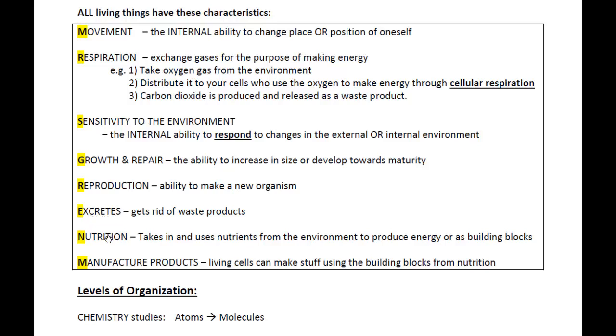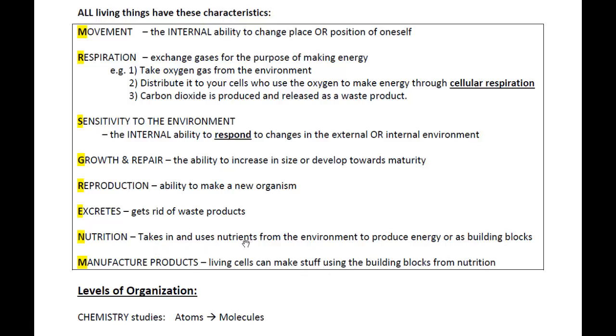Then, of course, I already mentioned this. You're going to have nutrition needs because these things up above here are going to take energy. So you're going to take in and use nutrients from the environment to help you produce that energy, or to use that nutrition as building blocks because you have to build or manufacture products. Living cells are going to make stuff.